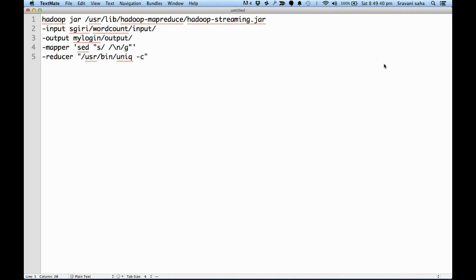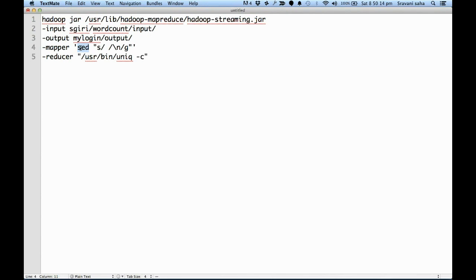Right. So if you have any confusion at this point, just let me know so that I can clarify it. All I wanted to tell is that the SED command replaces one range of characters with another range of characters, and uniq -c basically counts the number of occurrences. All right. So everybody is clear. Good.